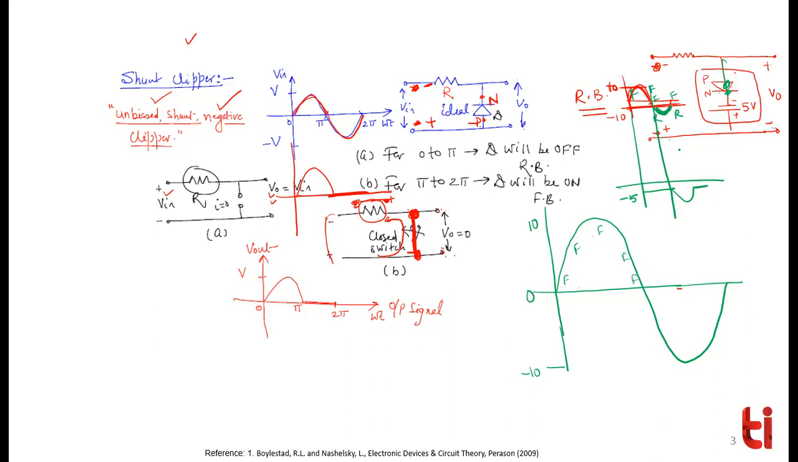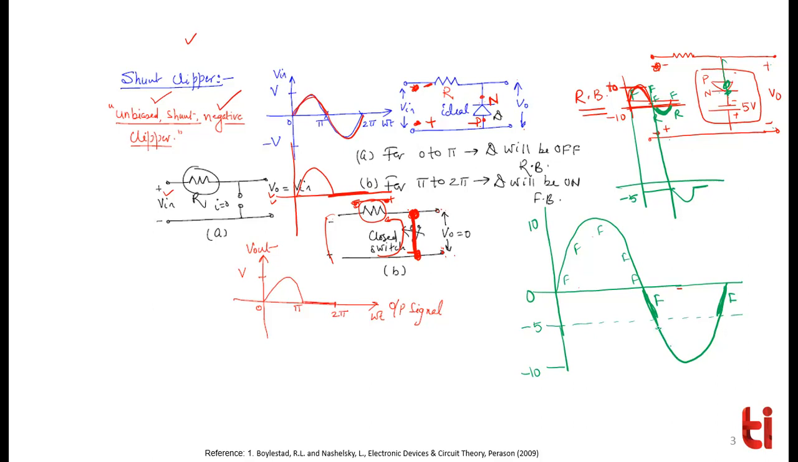Even in the negative half cycle, if the voltage remains below minus 5, meaning this range, the diode will always be in forward bias. As soon as the input voltage goes higher than minus 5, meaning minus 6, minus 7, minus 8, minus 9.